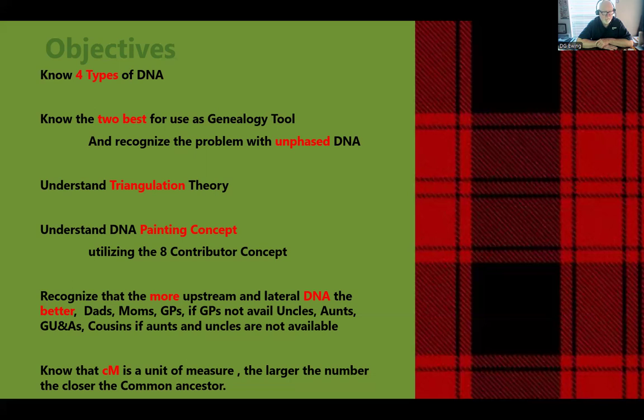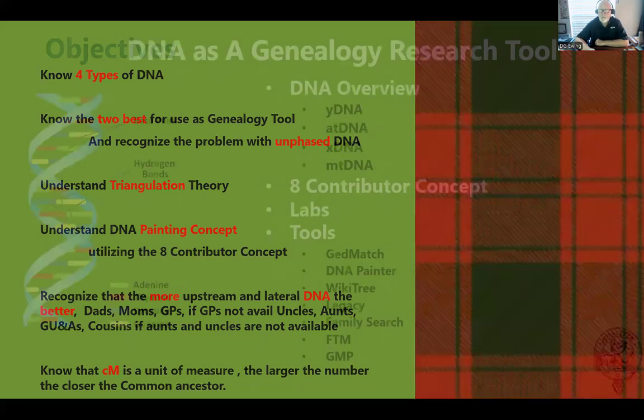And finally, we should understand what centimorgan, that's what the little c stands for, centi, and M stands for Morgan, that it's a measure of how large a match is. And the larger the match, the closer the common ancestor. We'll talk about that in a lot more detail in later charts.